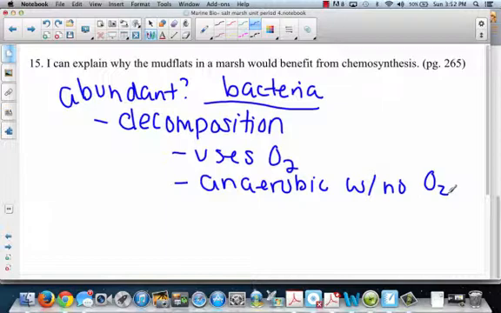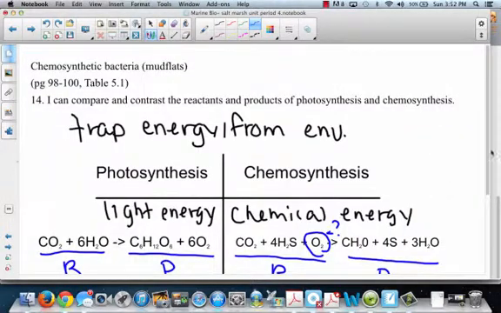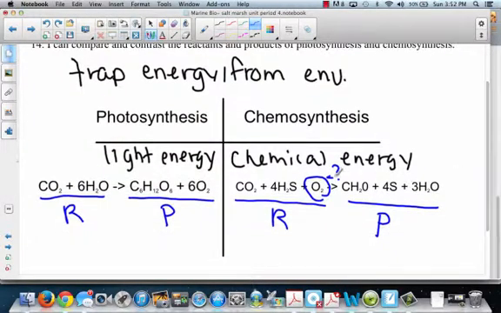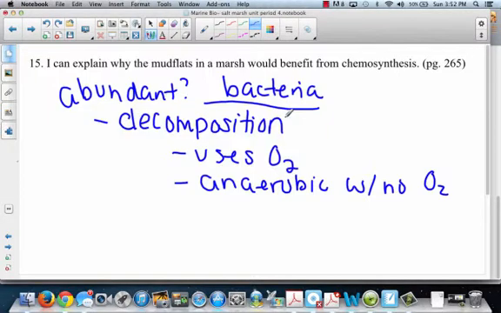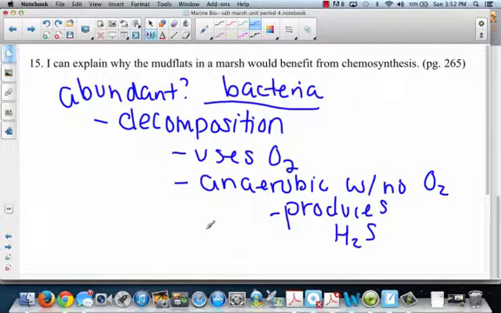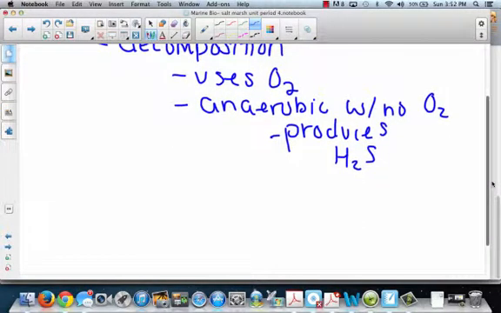And a product of anaerobic respiration is hydrogen sulfide. And so hydrogen sulfide, if you remember going back to our table, is one of the reactants. H2S is hydrogen sulfide. So that's actually a reactant of chemosynthesis. Anaerobic respiration produces H2S, which is hydrogen sulfide. And so in turn, we know that anaerobic respiration is going to produce a product that becomes a reactant in chemosynthesis. So let's write that down.